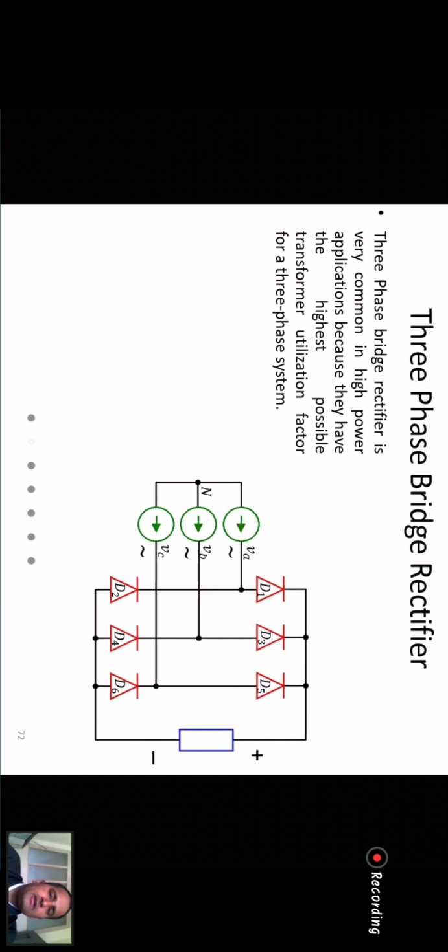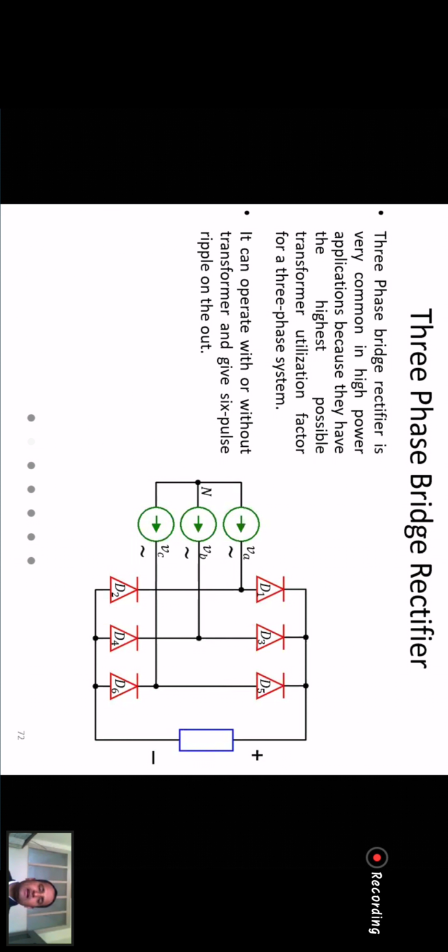Imagine what the use is of a higher transformer utilization factor: its performance will be much better than that of other rectifiers. It can operate with or without a transformer and gives a 6 pulse ripple on the output. It is also known as a 6 pulse bridge rectifier.